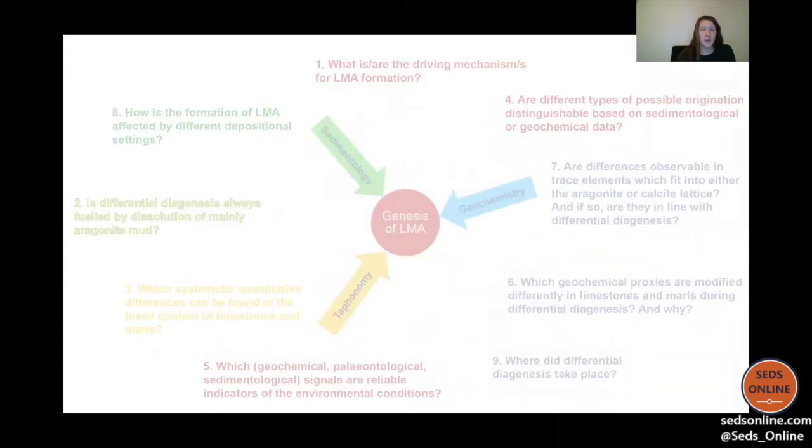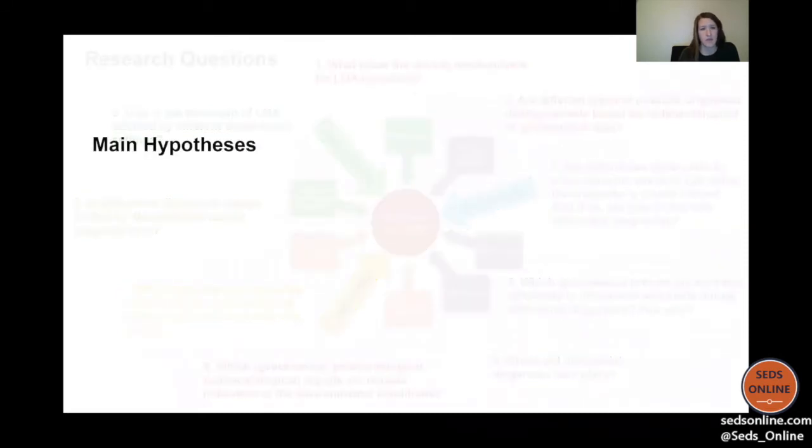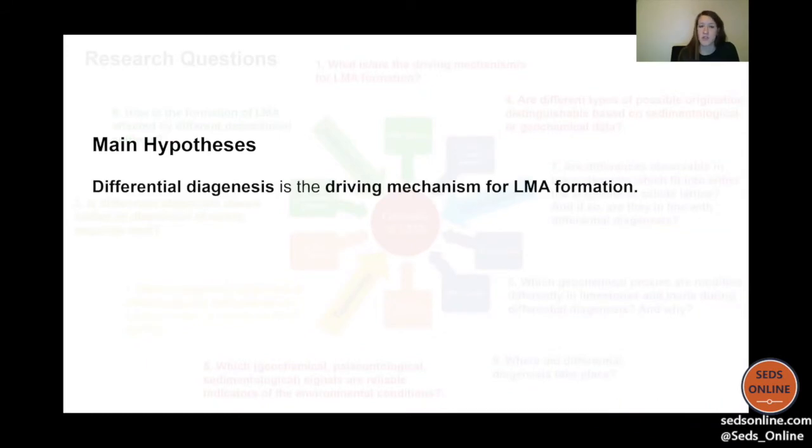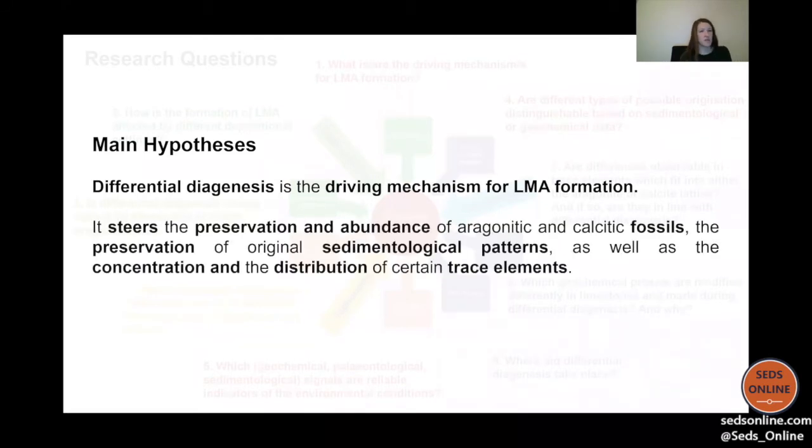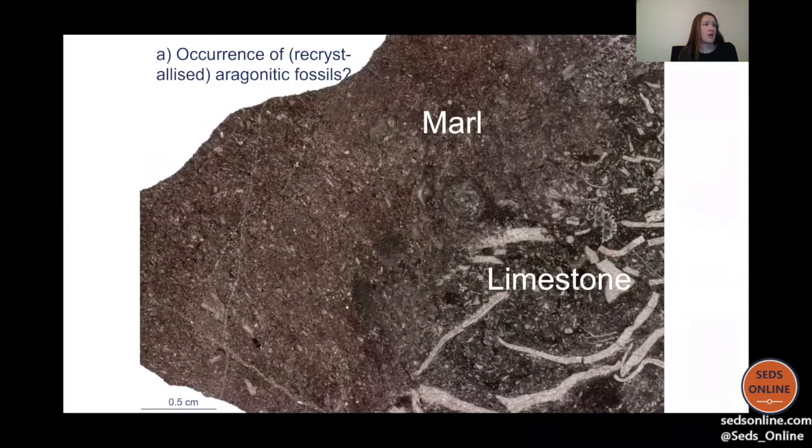And therefore, I formulated two main hypotheses, which we will test. So the first main hypothesis for the rest of this presentation will be: differential diagenesis is the driving mechanism for limestone-marl alternation formation, and it steers the preservation and abundance of aragonitic fossils and calcitic fossils, the preservation of original sedimentological patterns, as well as the concentration and distribution of certain trace elements. So let's start with the preservation and abundance of aragonitic fossils and calcitic fossils.